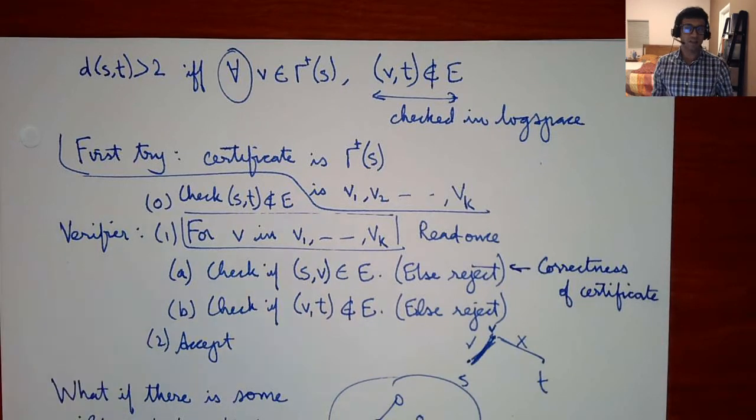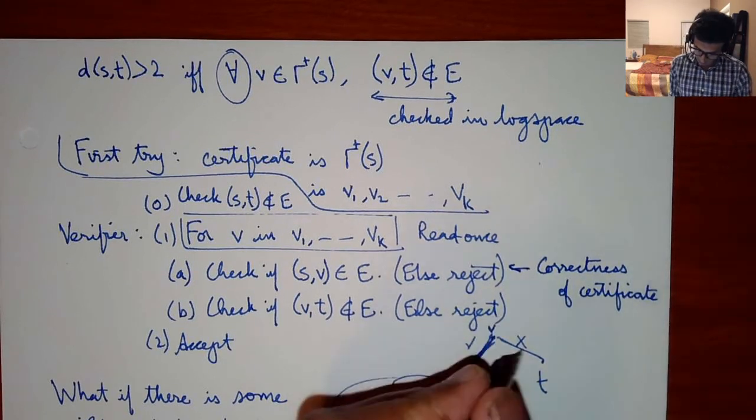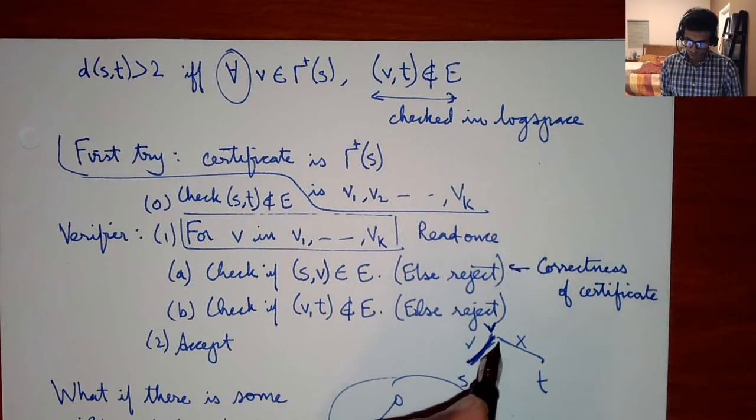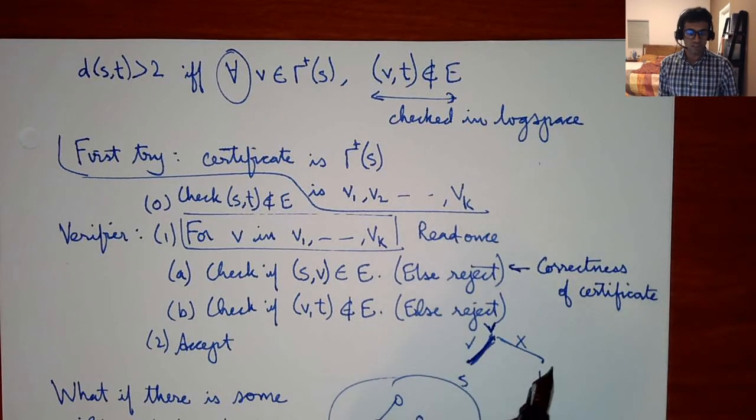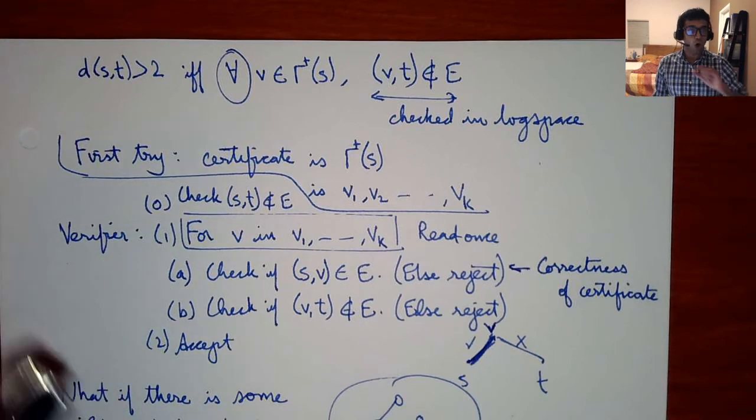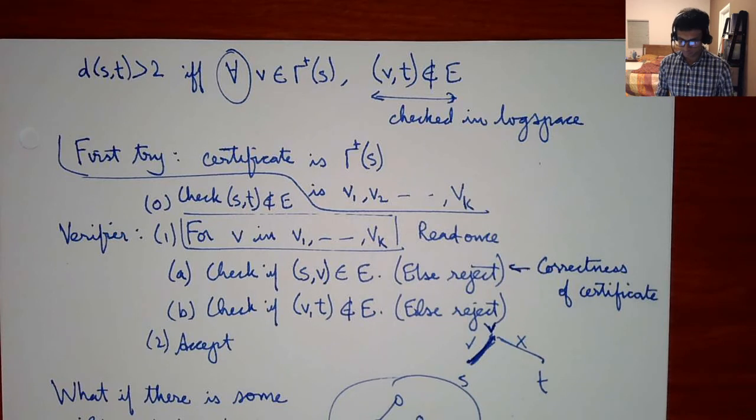Step B then says, okay, I know that V is an out neighbor of S. Then one has to check if the edge VT exists. If VT exists, then you reject because you found a path of length 2. So you know that this is not in the language. And the verifier applies this for all the vertices in the neighborhood.